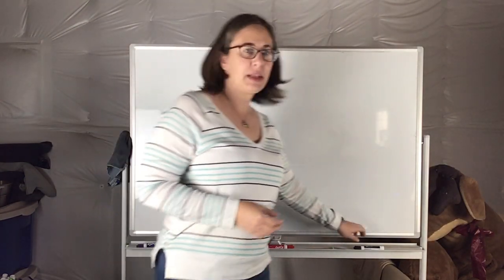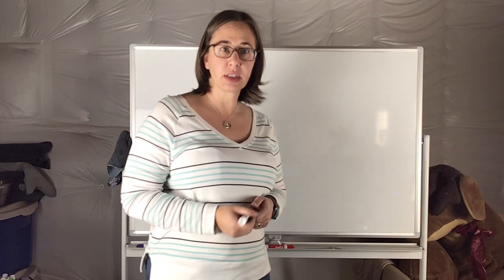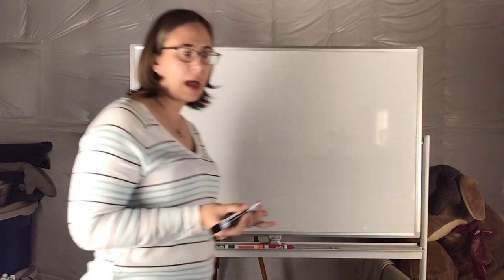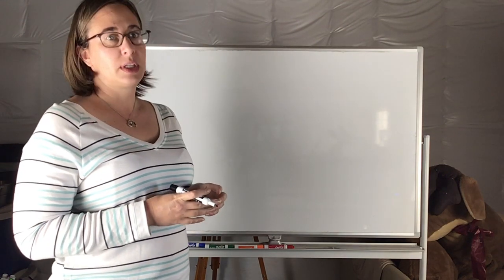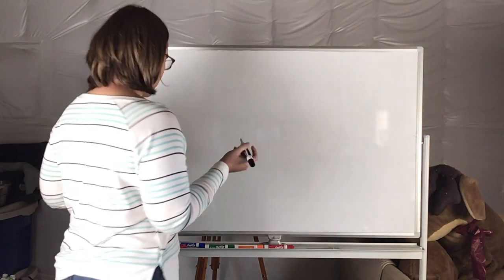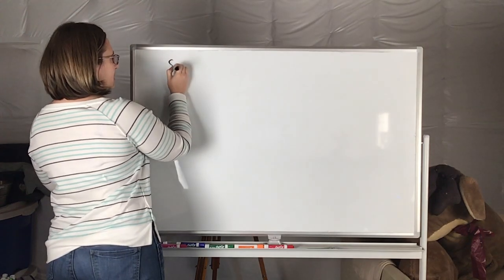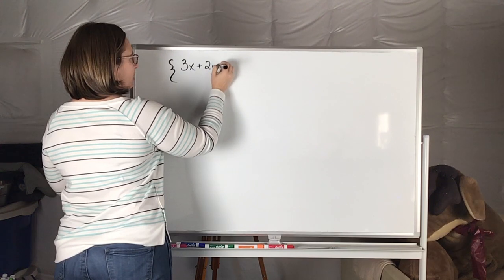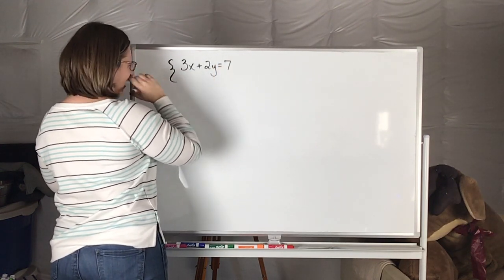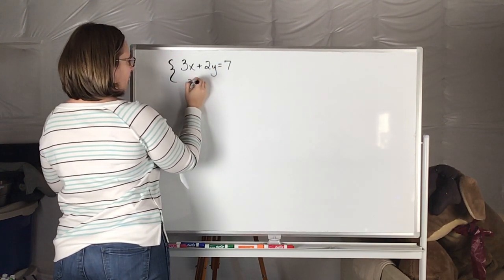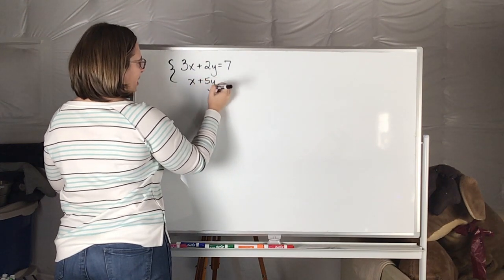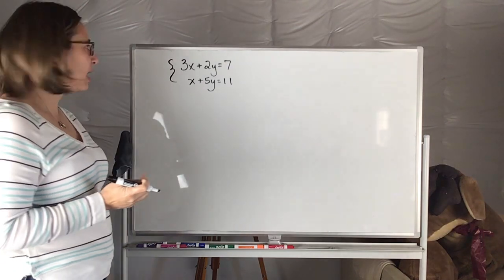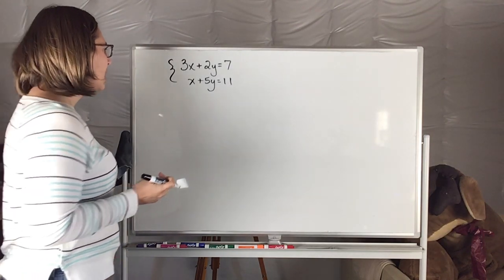Hi friends, I'd like to go over how to solve a system of equations using a matrix. So let's just take a look at how we would solve a system of equations using the elimination method. I could give you a system like 3x plus 2y equals 7, and let's go with x plus 5y equals 11.